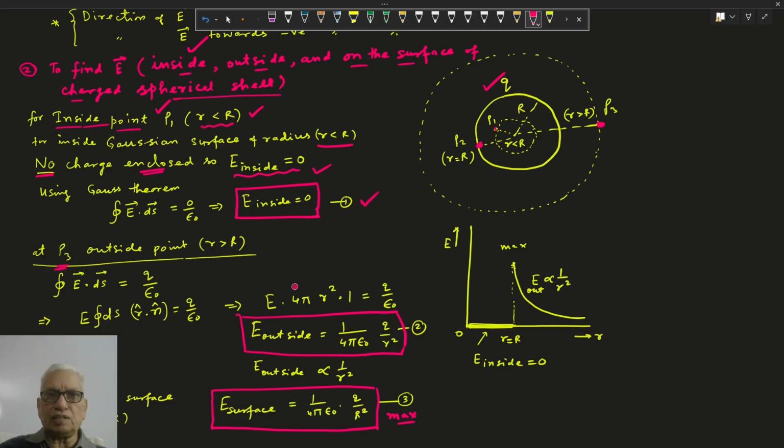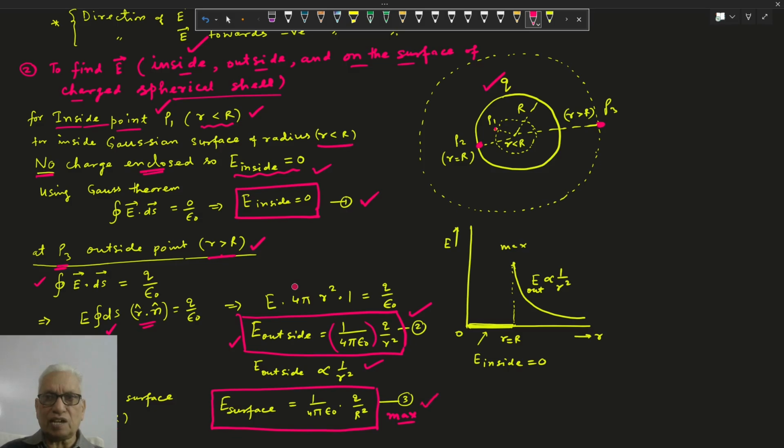At outside point P3, where small r, the variable radius, is more than the radius of the spherical shell, using Gauss theorem we have to find E, with ds and r cap dot n cap equal to 1. So E times the area, 4 pi r square, equals q upon epsilon naught. E outside equals 1 upon 4 pi epsilon naught times q upon r square. For an outside point, this spherical shell behaves like a point charge. So E outside is proportional to 1 upon r square. At point P2 on the surface, just replace small r with capital R.